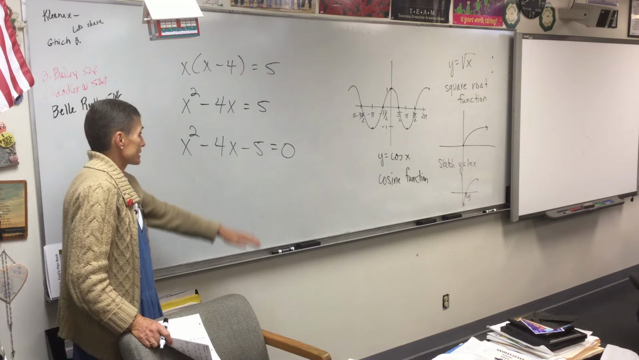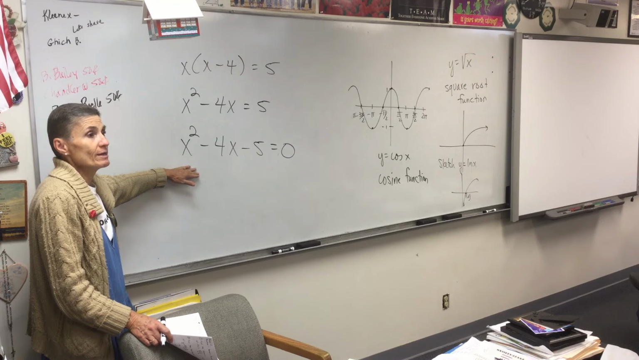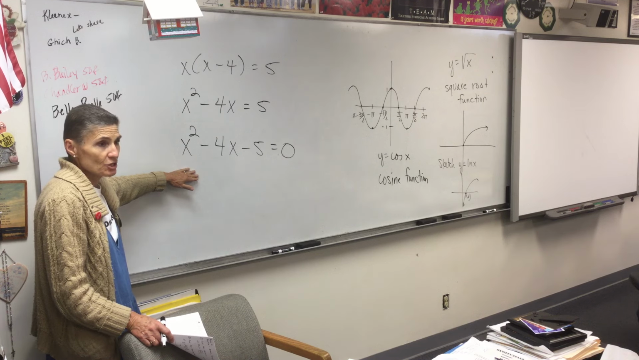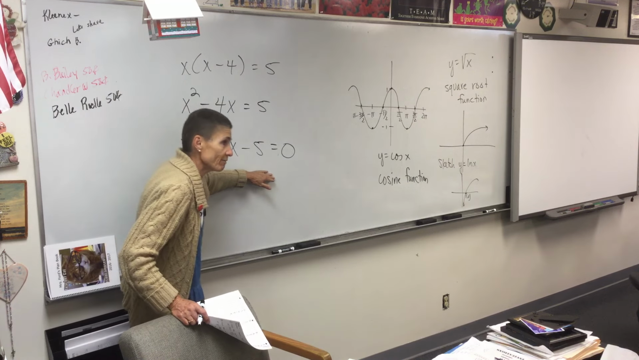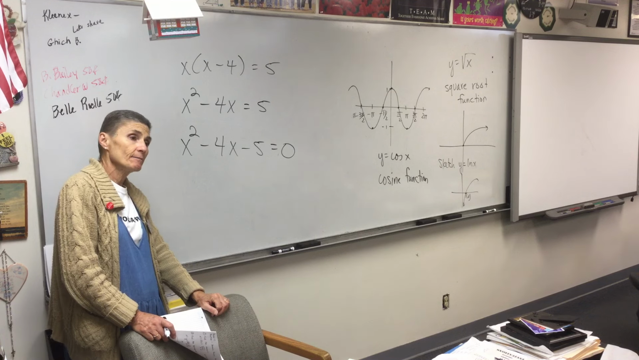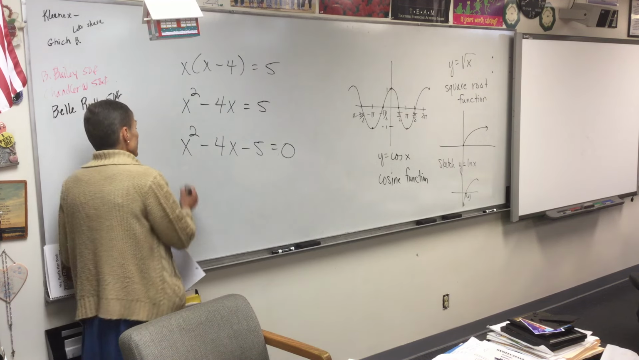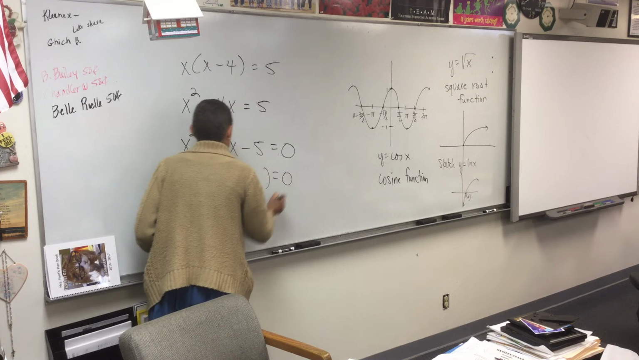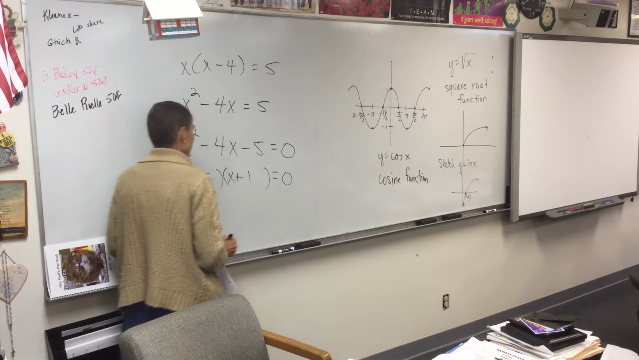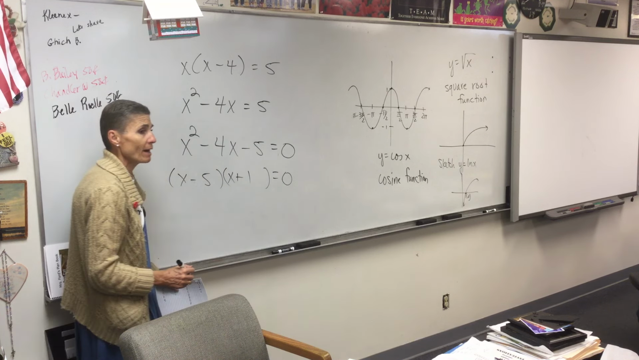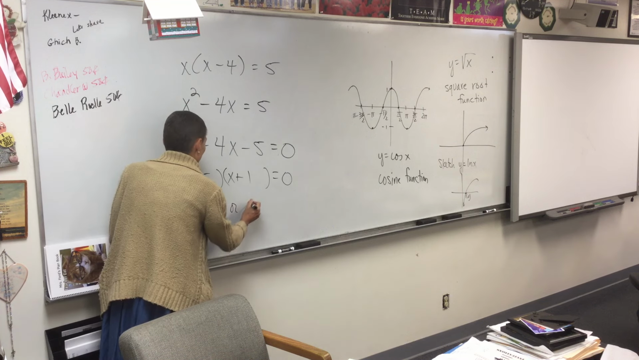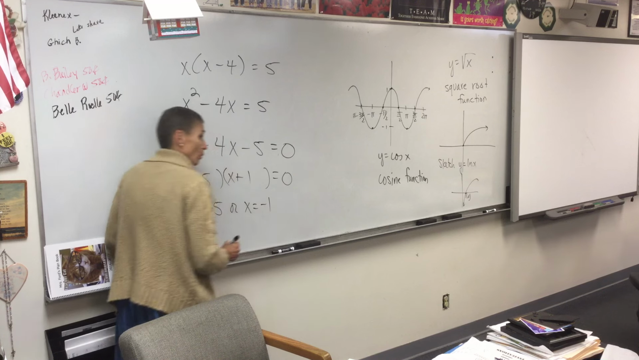Now, some of you have already decided you're going to factor this one. It is easy to factor, no complications. If you don't want to factor it, you don't have to factor it. What could you do instead? Quadratic formula. It does factor very, very easily. (x minus 5)(x plus 1), which means that my answers would be x equals 5 or x equals negative 1.